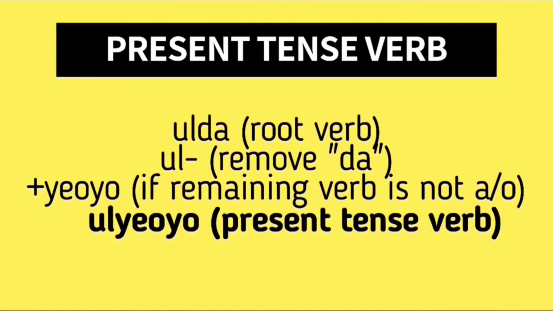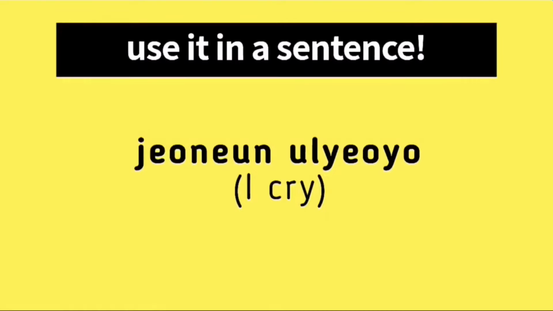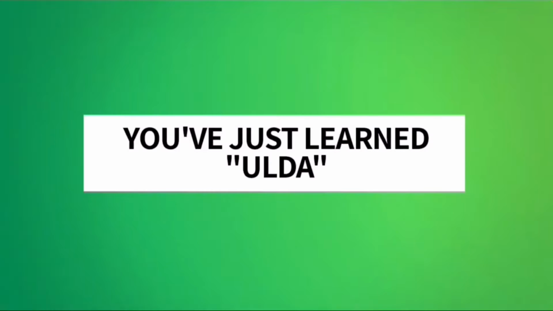So going back to this, we're just left with ul, and we have chosen oyo because ul does not end with a sound a or o. So ul plus oyo is uloyo. And looking back to this, we already know by now that 저는 울어요 means I cry, or it pertains to the present action of crying. And with that, you've just learned ulta.